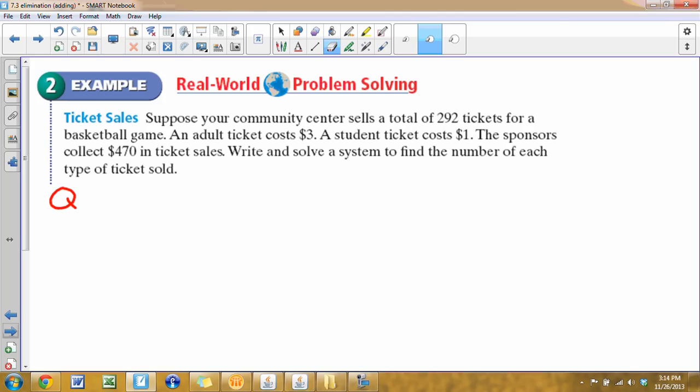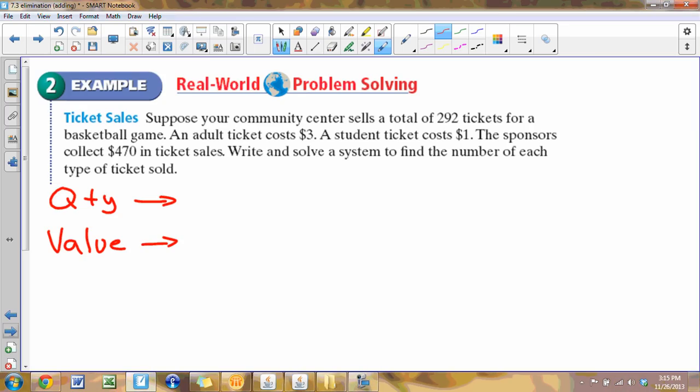I don't want to spell that all out. Quantity, and one that has to do with value. And that'll just kind of help you figure out what your two equations are. Quantity meaning the number, value meaning what it's worth. So if we're talking about money, the value is going to be something with the money, right? So a student ticket costs $1, an adult ticket costs $3. They collected $470, right? So that all has to do with value.